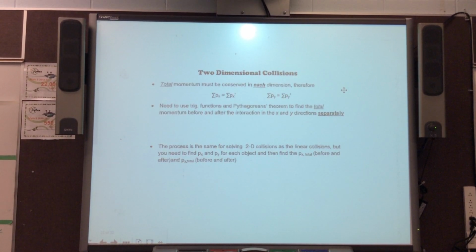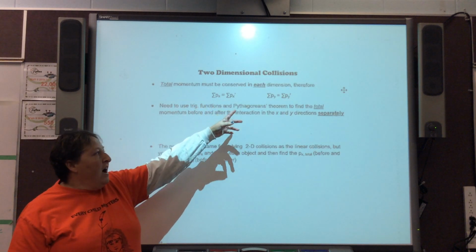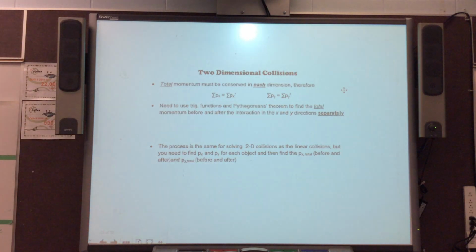So the concept of conservation of linear motion doesn't change. Total momentum before still has to equal the total momentum after. We still have to have conservation. So in the x direction, the momentum before is equal to the momentum after, and in the y direction, the momentum before is equal to the momentum after. That part doesn't change. What does change is that we are going to add in one component, and that's trig.